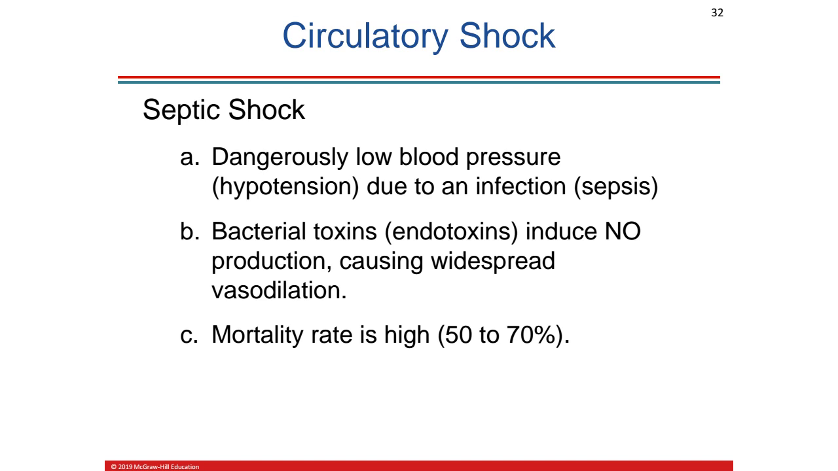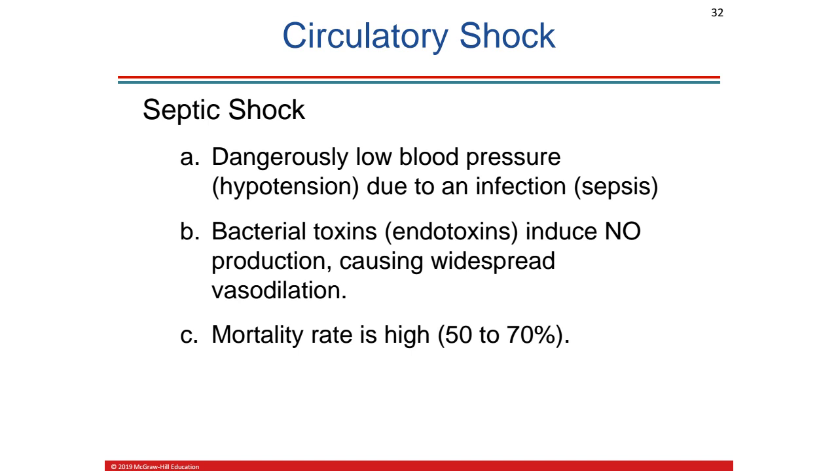Septic shock is another very dangerous type of circulatory shock. It leads to dangerously low blood pressure, or hypotension, and it's due to an infection or sepsis. Bacterial toxins called endotoxins induce nitric oxide production, which causes widespread vasodilation. This reduces the total peripheral resistance. Recall that mean arterial pressure is cardiac output multiplied by total peripheral resistance.